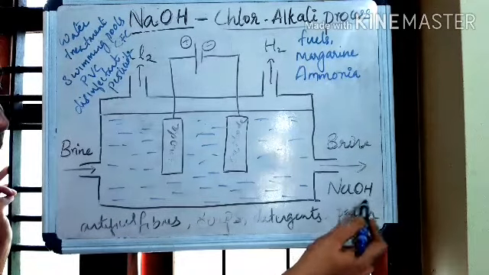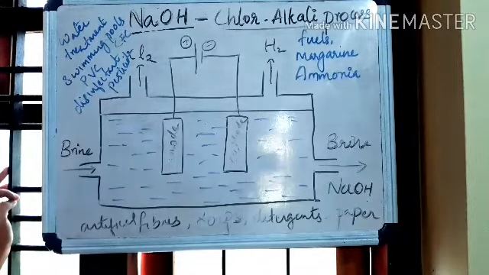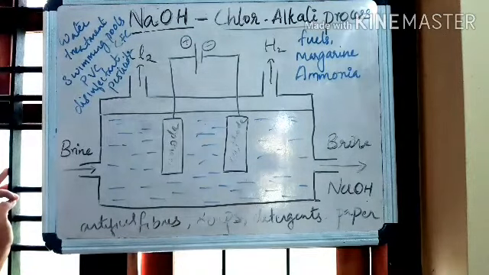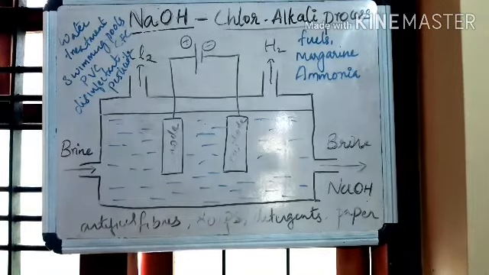Then we have sodium hydroxide over here. Sodium hydroxide has many uses. It is used for the preparation of soaps, detergents, in the paper industries, and in artificial fibers, and certain metals can be degreased using sodium hydroxide. The main use is in the paper industries. It is used for the preparation of soaps, detergents, as well as artificial fibers. Okay, so this is how we are preparing sodium hydroxide.